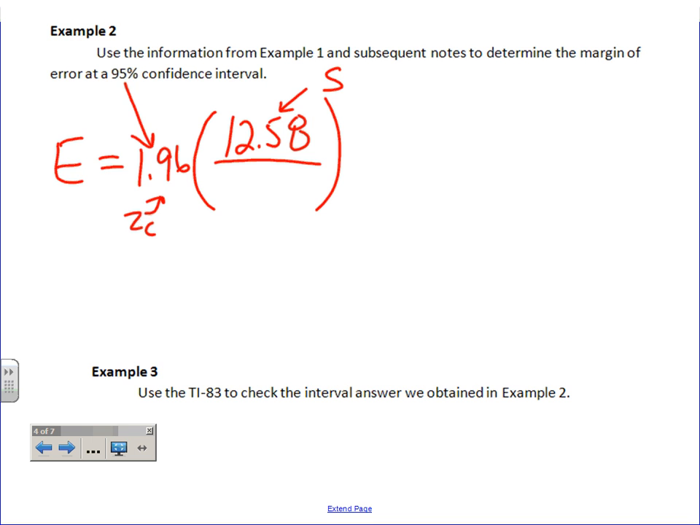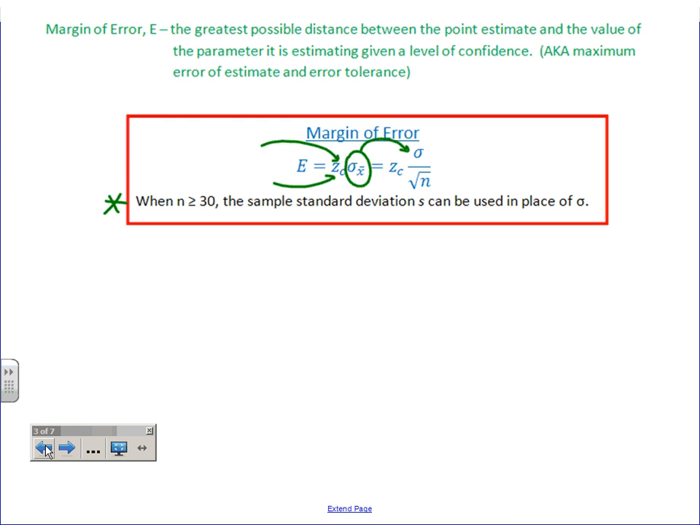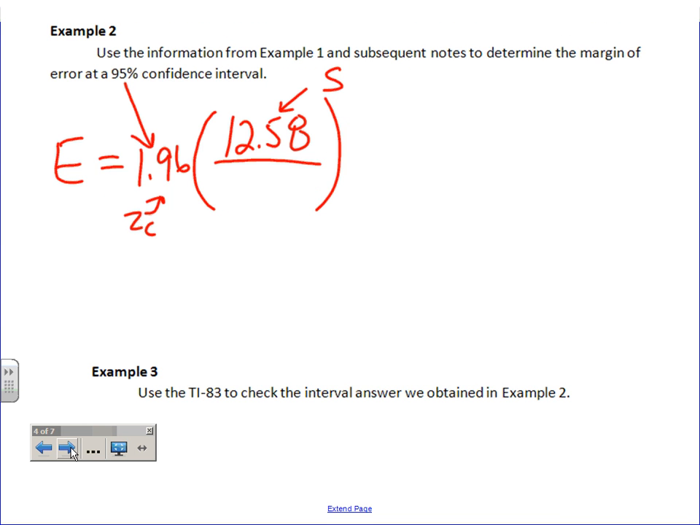But wait a minute. We're dealing with this, right? So we have to divide by square root of n, because that's how we find our standard deviation, right? What's n? 30, right?